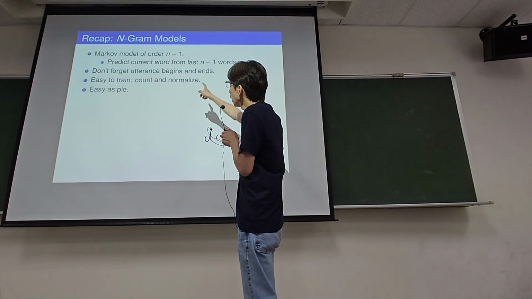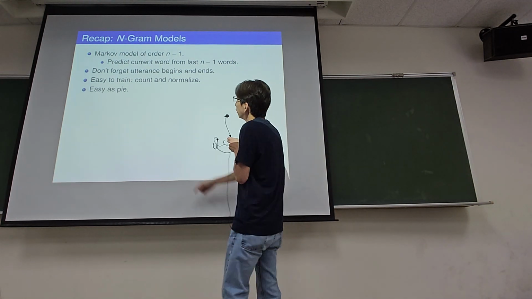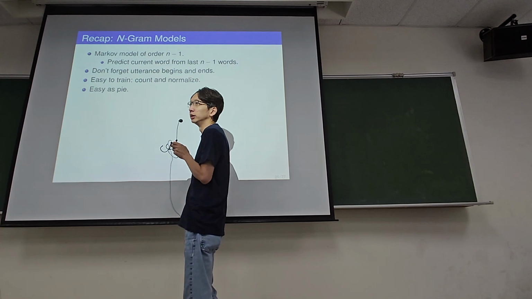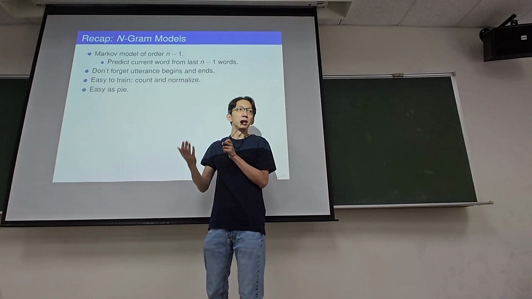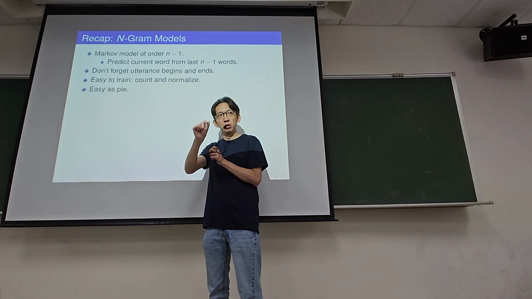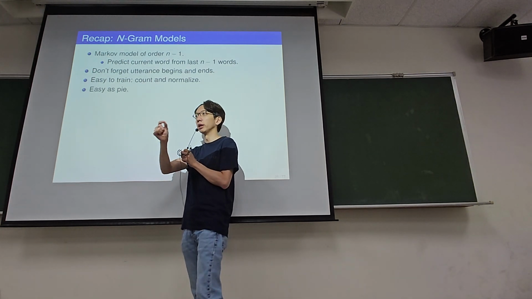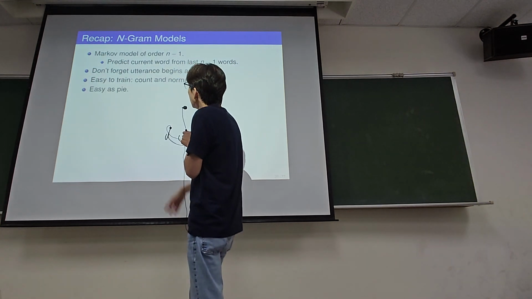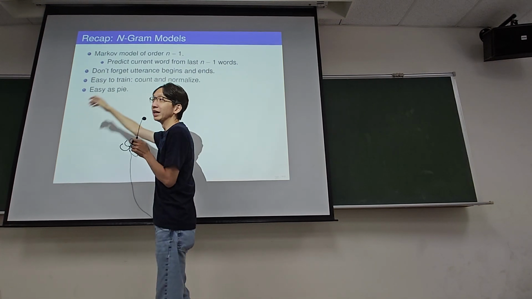When you train the model and get a corpus, don't forget the sentence beginning and end tags, because every word can be the start of a sentence. You need to keep that tag so the system knows the probability that a word is the start of a sentence. And like I said, it's very easy to train.